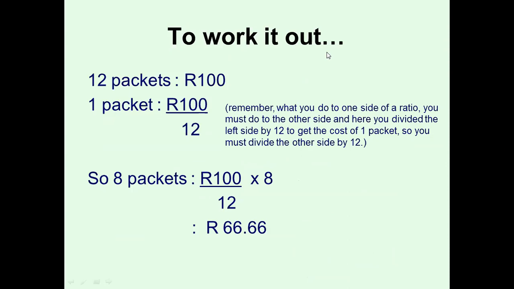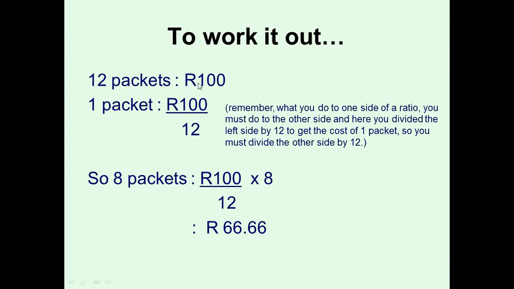So to work it out, as I said, you're going to work it as a ratio. So you're going to say 12 packets equals or represents 100 Rand. And another nifty thing about ratios is that you can have totally different units of measurement on both sides of the ratio, because here it's packets of trail mix and there it's rands. You've got to now convert and calculate how much one packet is. Don't skip this step out because then you'll lose marks.